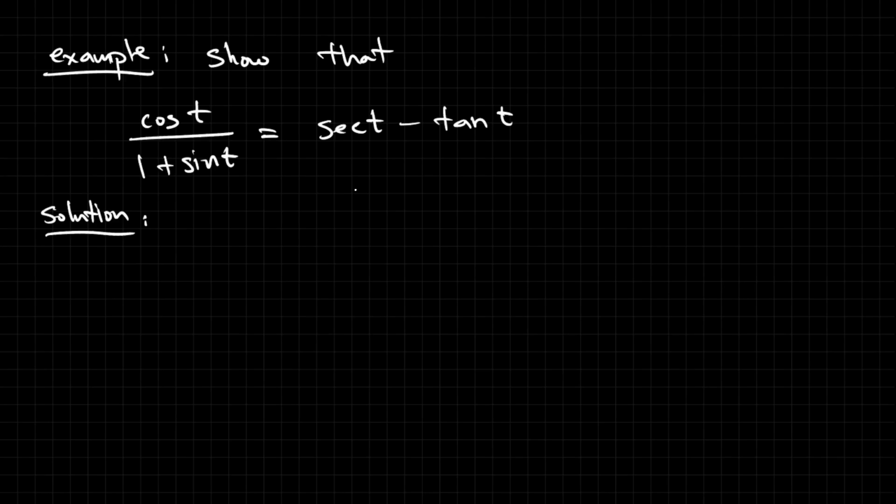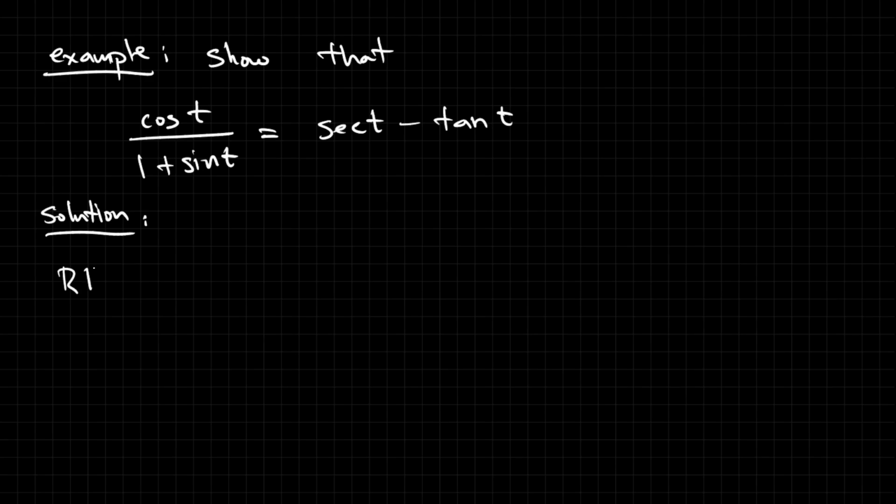Let's go ahead and do another example. Let's show that cosine t over 1 plus sine t is secant t minus tangent t. All right, so what are we going to do here? Well, I look at the left-hand side and the right-hand side, and with the right-hand side, it seems like I could apply some reciprocal identities and get some common denominators at some point, maybe. So perhaps I'll go ahead and try working with the right-hand side.